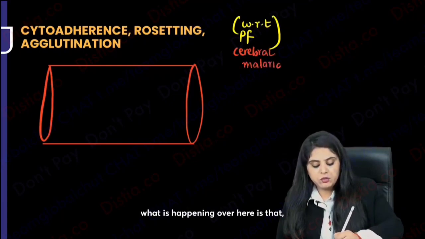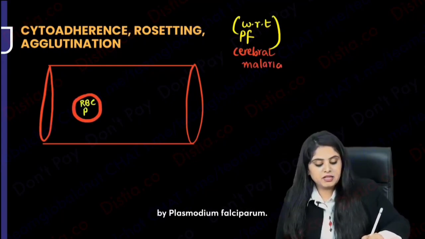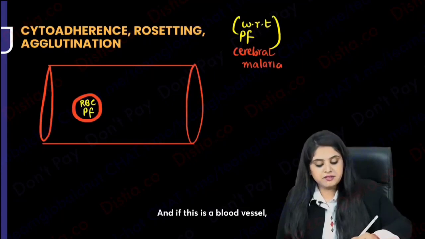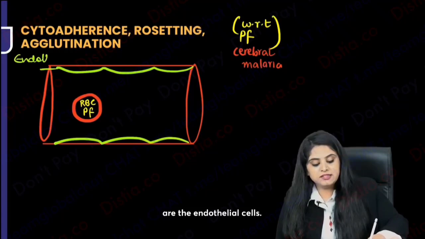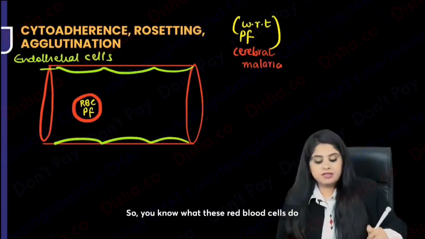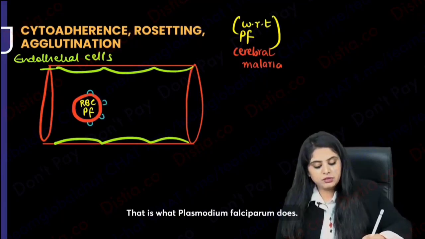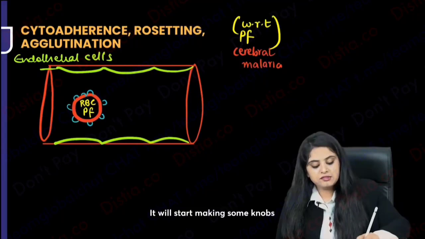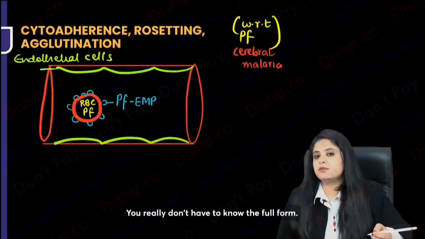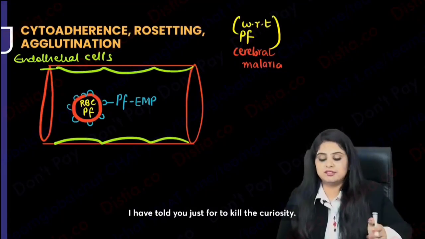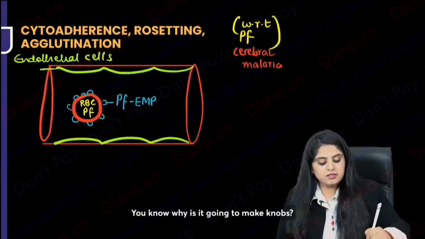So please note what is happening over here. For example, if this is a red blood cell and it has been infected by Plasmodium falciparum, and if this is a blood vessel, guys, what is the lining of the blood vessel? The lining of the blood vessel, we all know by now, is the endothelial cells. So you know what these red blood cells do when they are infected with Plasmodium falciparum? Plasmodium falciparum starts making some knobs. It will start making some knobs known as Plasmodium falciparum erythrocyte membrane protein. You really don't have to know the full form. I told you just to kill the curiosity. So basically it is making knobs. You know why it is going to make knobs?